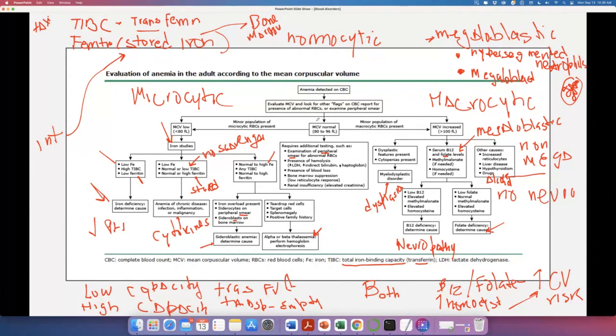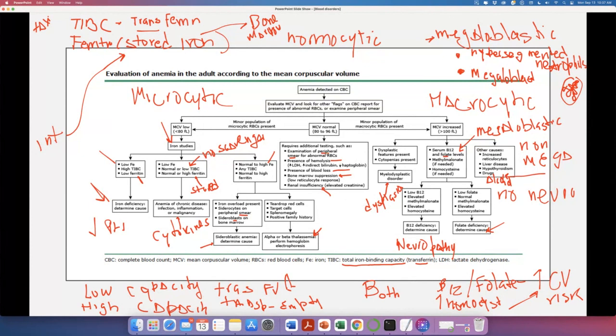Now, what about the normal MCV, normocytic anemias? Remember, this is the next step after we have the MCV, okay, peripheral smear. We may have different findings. Okay, for example, normocytic anemias may be due to hemolytic anemias or blood loss or bone marrow suppression or kidney insufficiency.